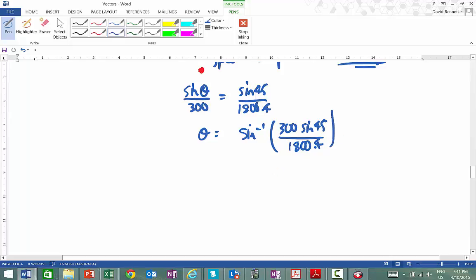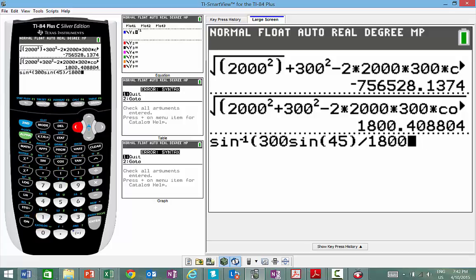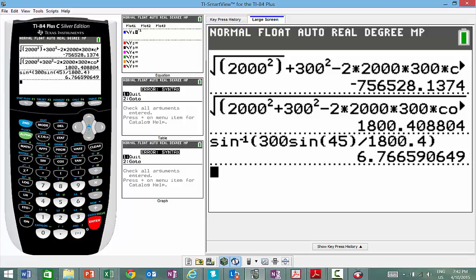And so therefore to the calculator we go. Again we can do that in one step, inverse sine. So 300 times sine of 45, divide that by 1,800.4, and then that actually works out our answer to be 6.8 degrees.